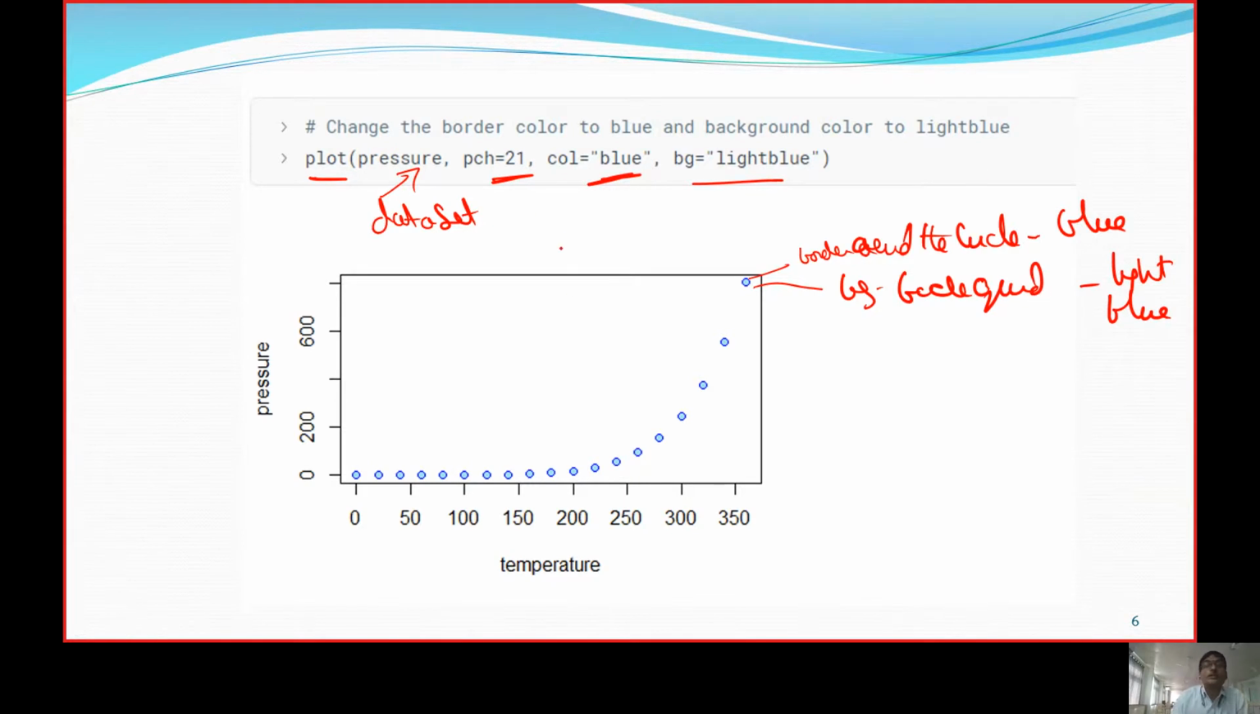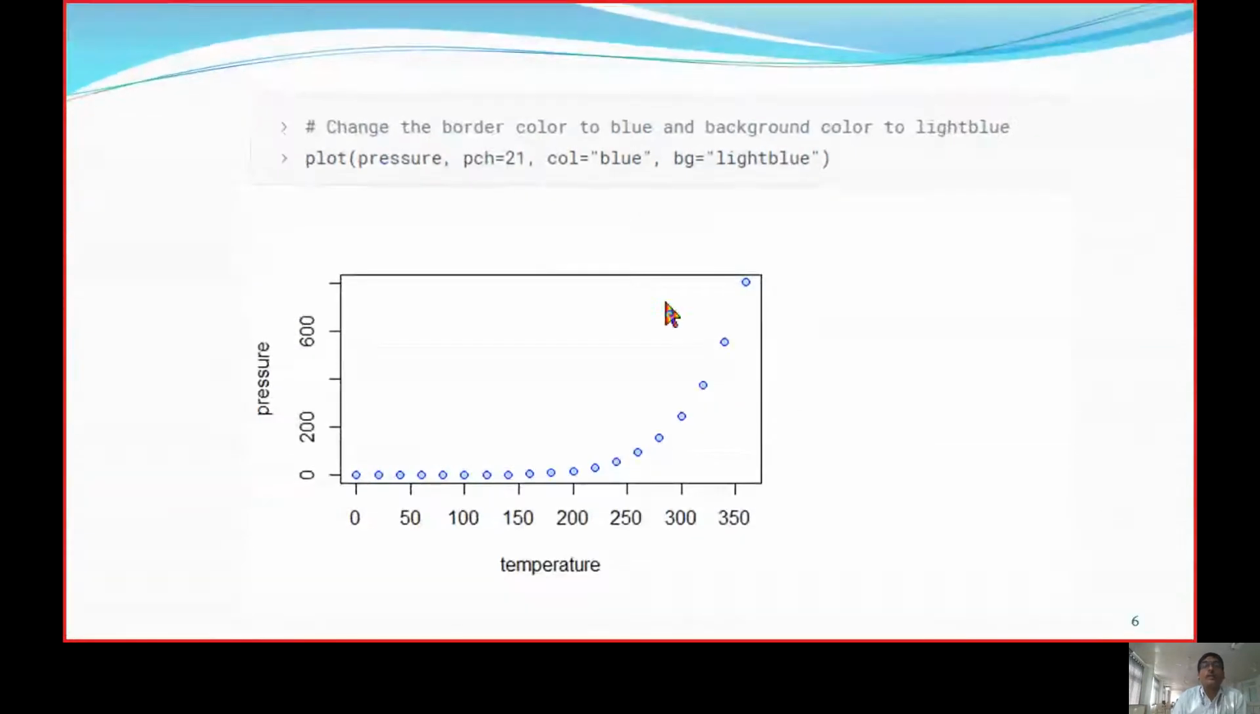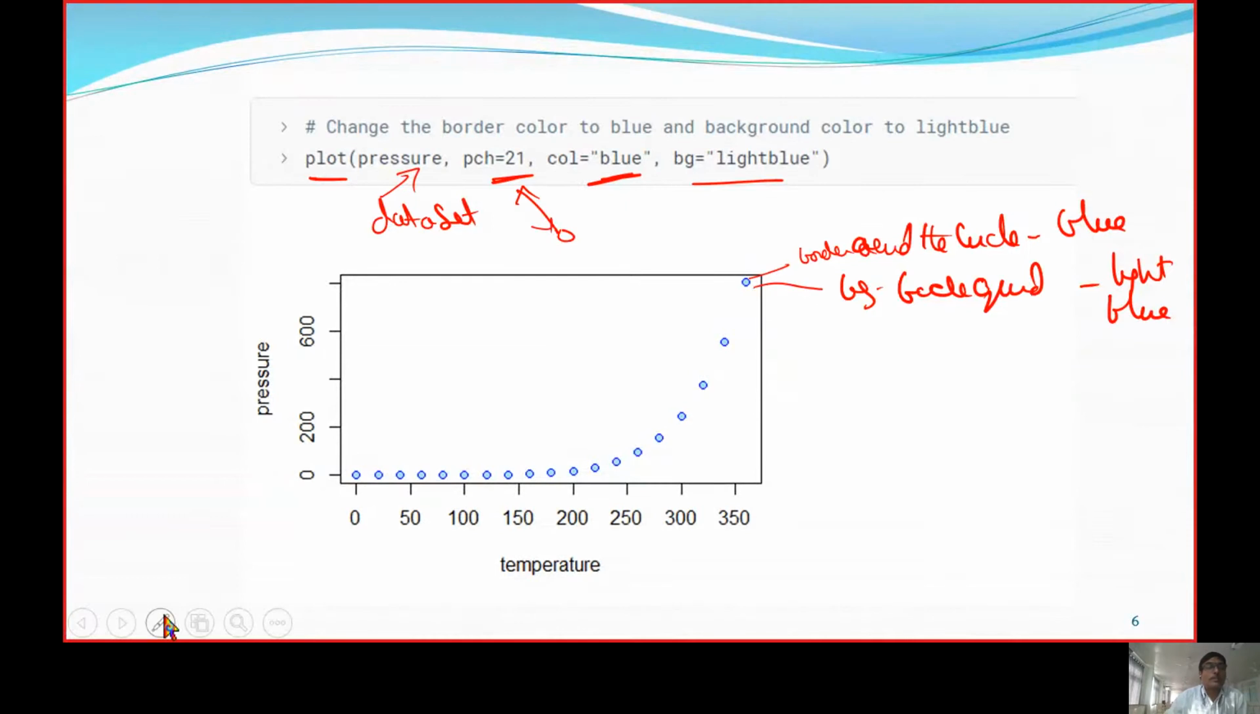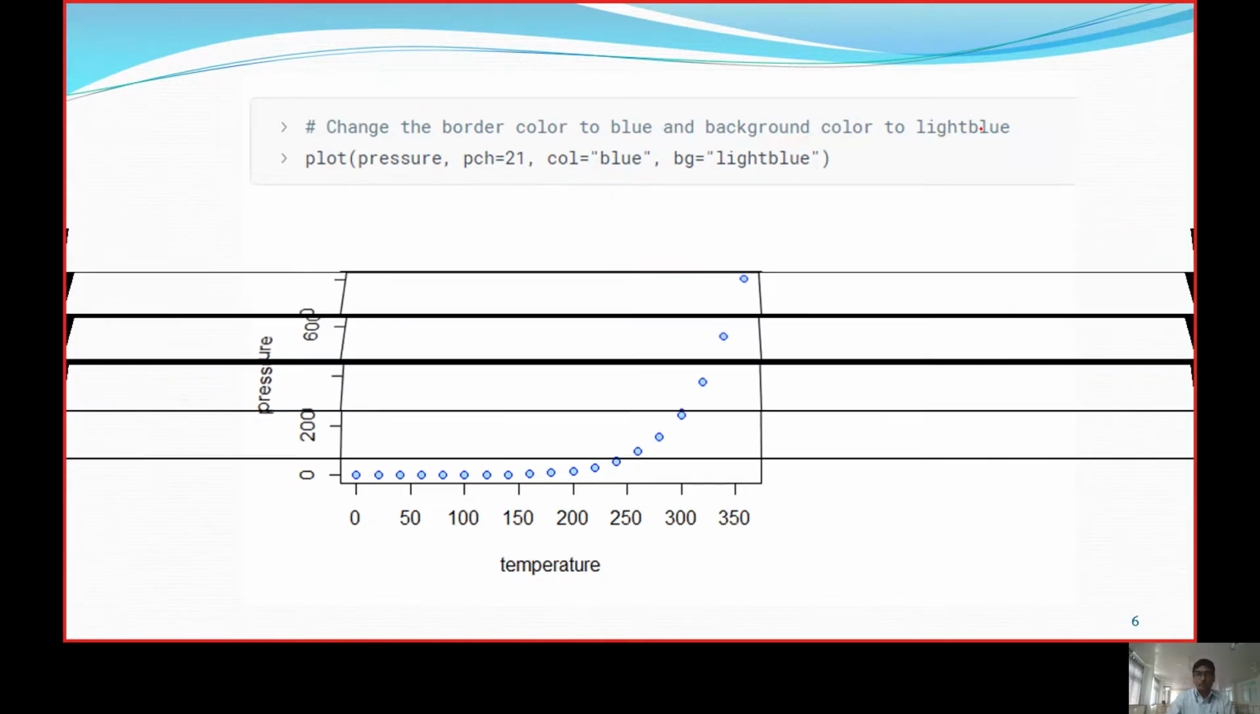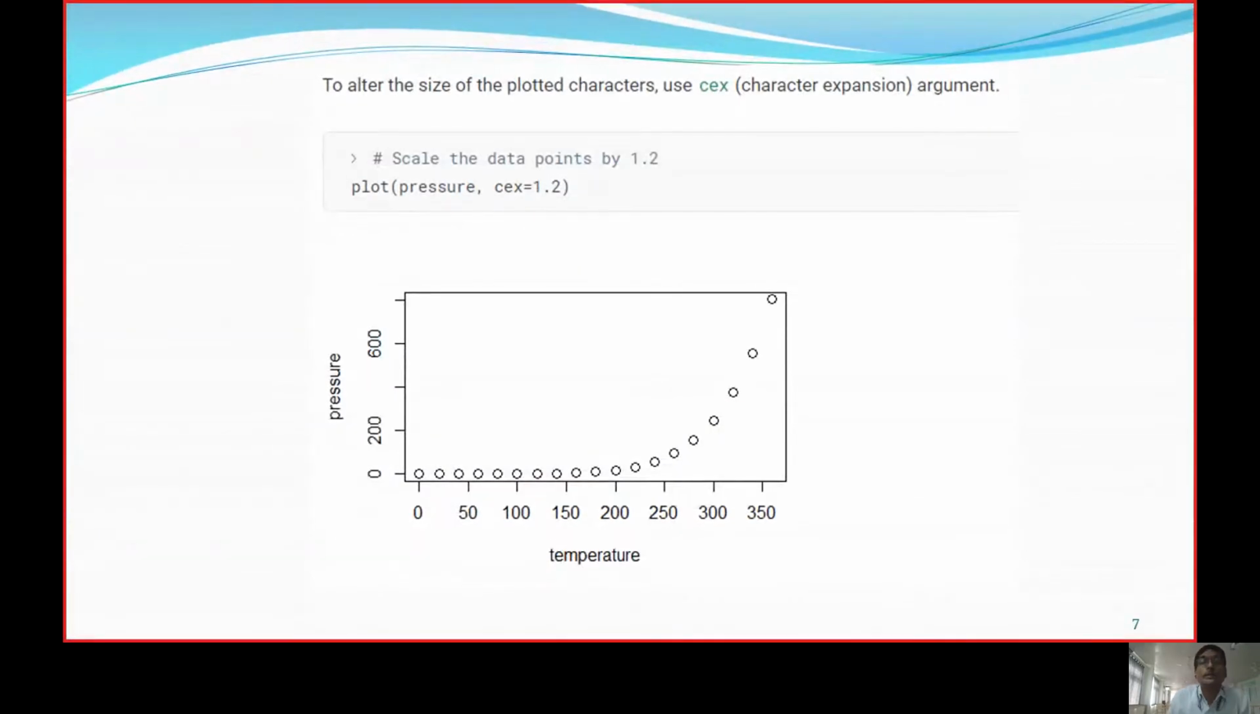And PCH is selecting a circle. So we can call it a plotting character. PCH is treated as a plotting character here. And COL mentions color. COL stands for color, and BG it is going to take up. So color to blue, background to light blue. That's how you are going to represent it.